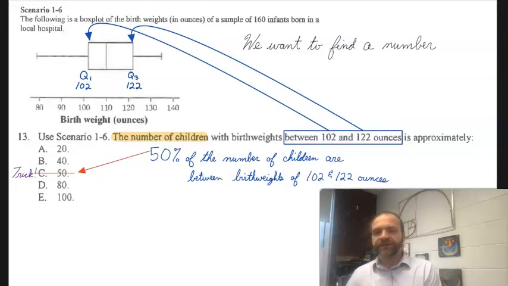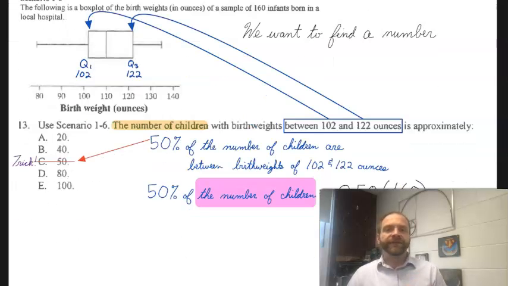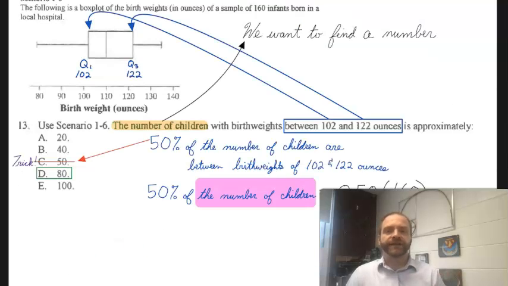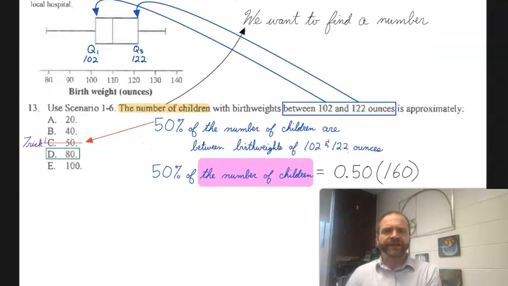So now let's figure out what we're looking at. We want to find 50% of the number of children. So mathematically, what that means is I'm going to take 0.5 times 160. I'm going to take half of 160. That's not too bad. Half of 160 is 80. 80 is my answer. So I have my answer for this one.